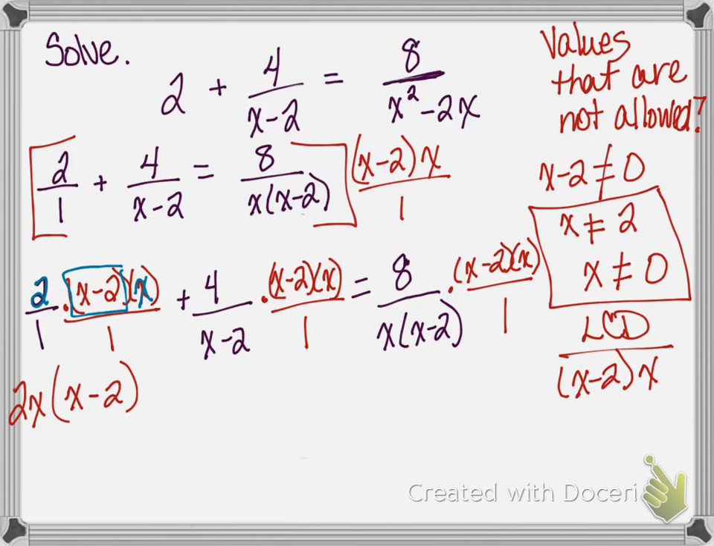In my next one, I've got x minus 2 and x minus 2. What am I left with on my next one? Good. Then I have x minus 2 and x minus 2, x and x. So what am I left with? 8.